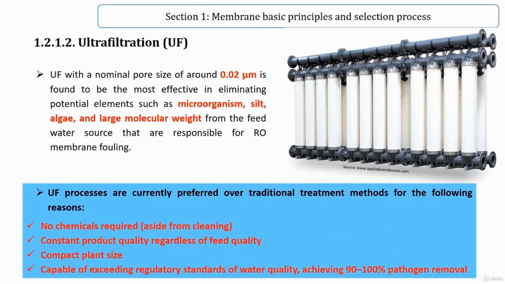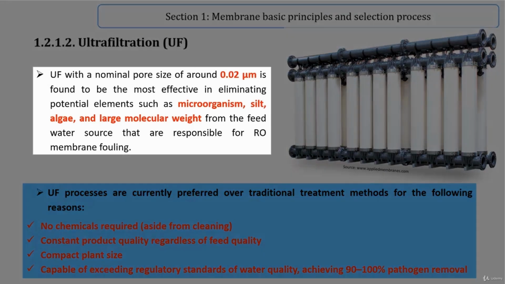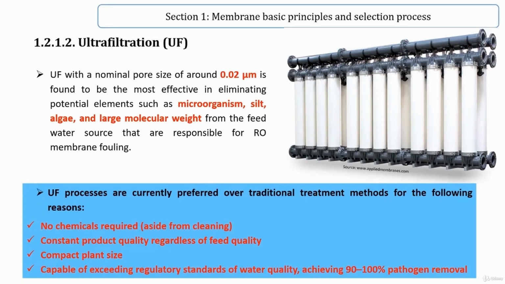There is a wide range of ultrafiltration membranes in the current market, but studies have shown that the ultrafiltration membrane with a nominal pore size of around 0.02 micrometer is found to be the most effective in eliminating potential elements such as microorganisms, cells, algae, and large molecular weight matter from the feedwater source that are responsible for the reverse osmosis membrane fouling.